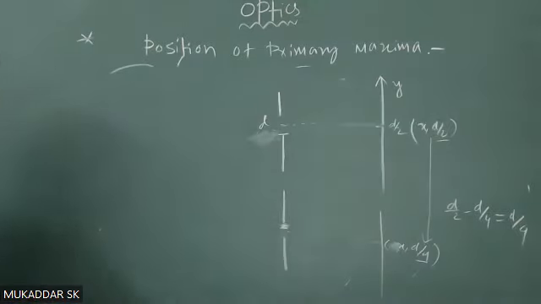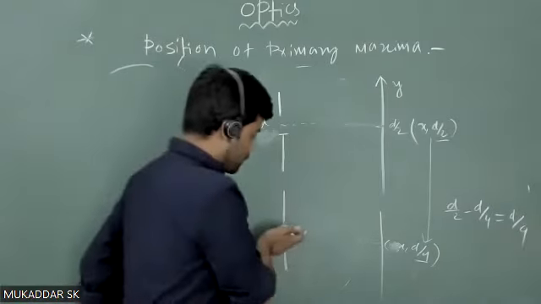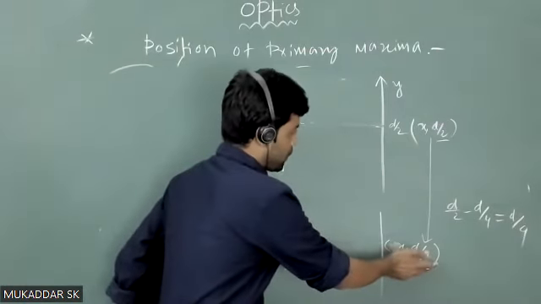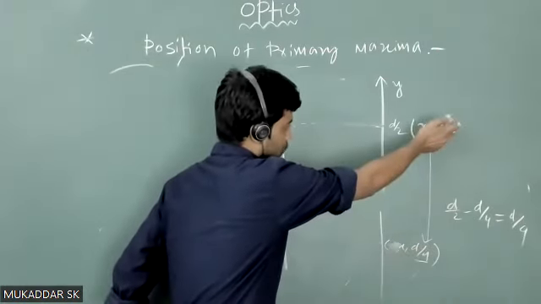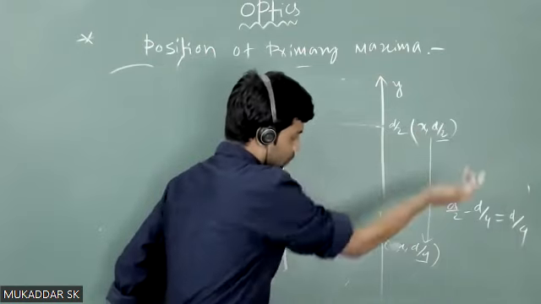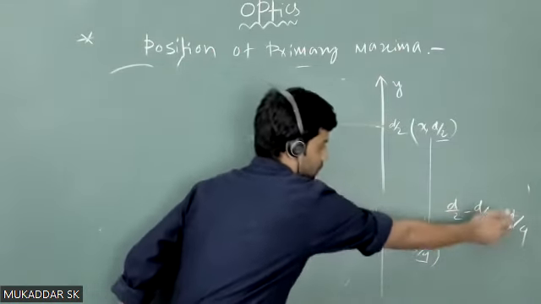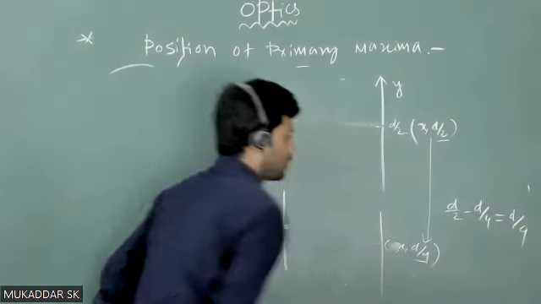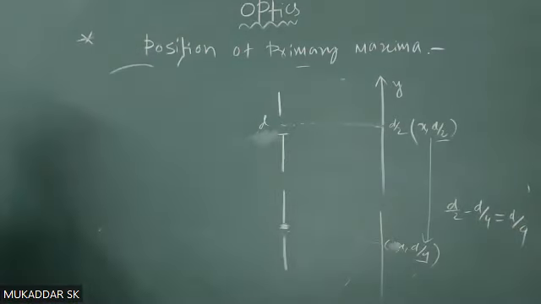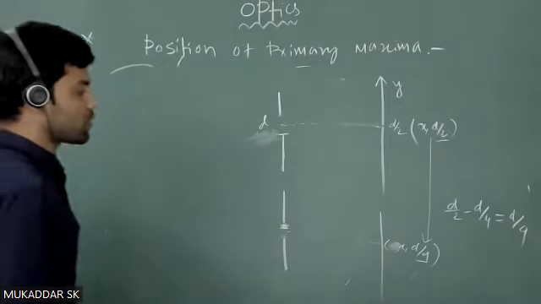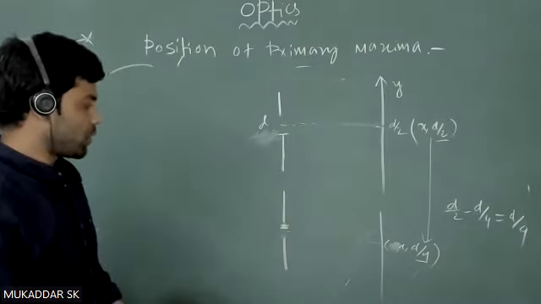Is it clear? Yes, sir. You have covered half the portion, so its central maxima will be located at d by 4. Earlier it was d by 2, so from d by 2 to d by 4 there is obviously a downward shift. How much? That will be d by 2 minus d by 4, exactly d by 4. So the answer is a downward shift by the amount d by 4.